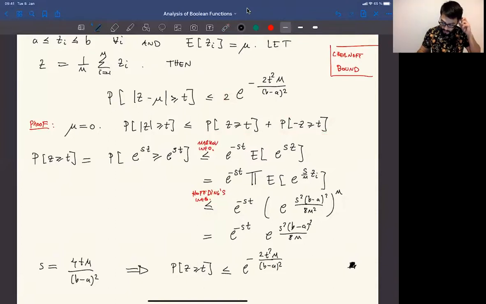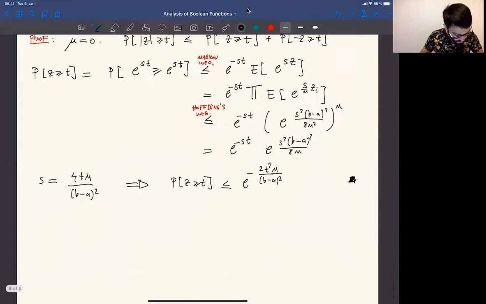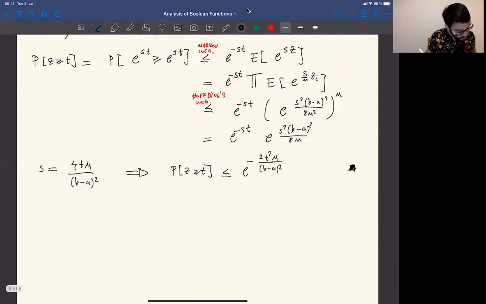Okay, so what is that inequality? Let me show that inequality. So that inequality is that we use, if you notice, what we used was the following.